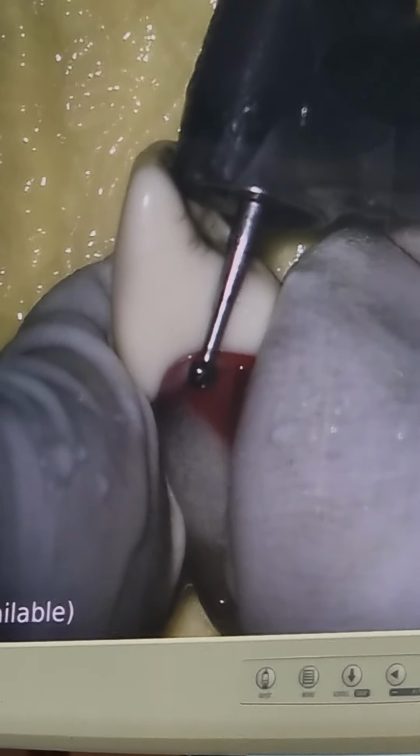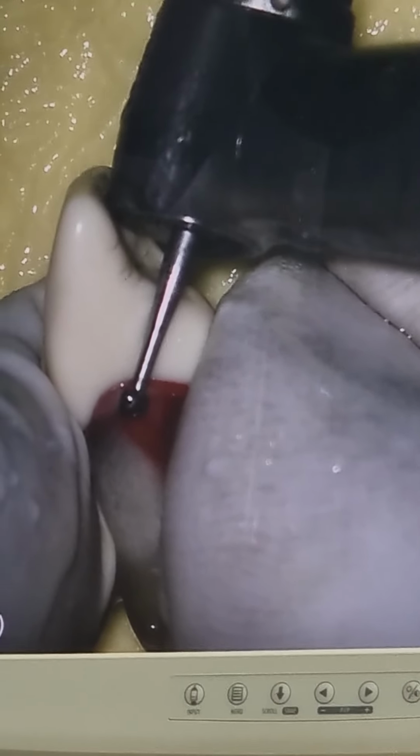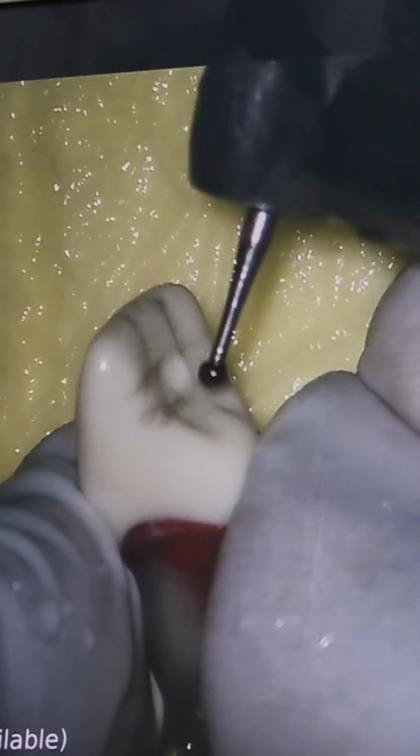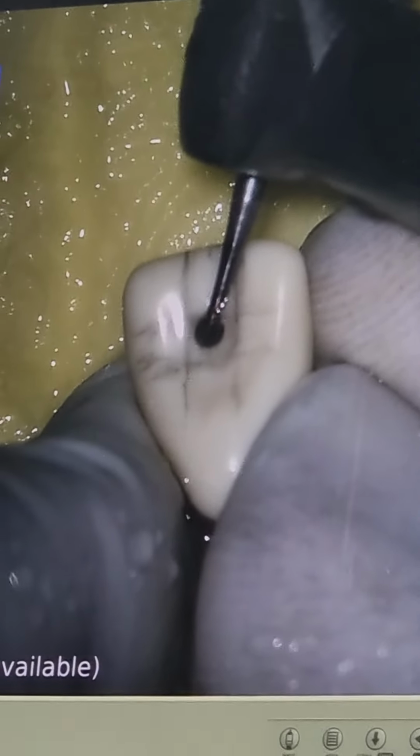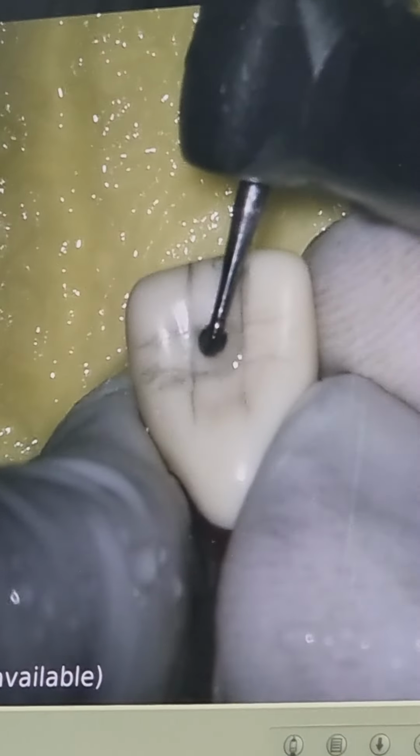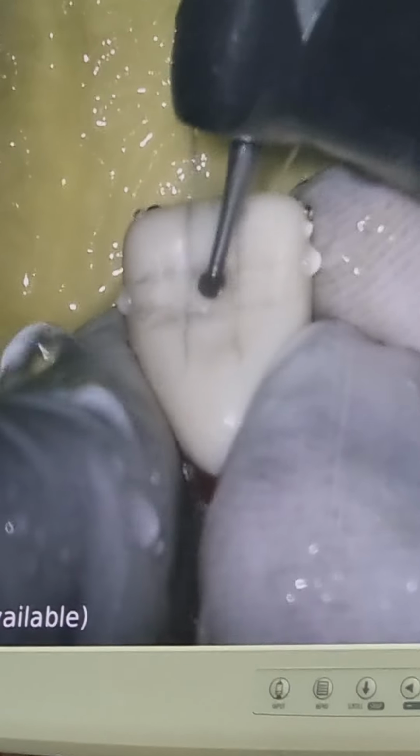Why the center of the tooth? Because that is where you will find the pulp chamber. So I'm now going to do the same thing. Keeping my outline form in mind, I will start preparing the tooth now.